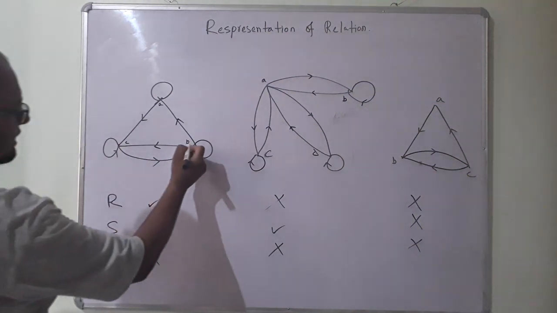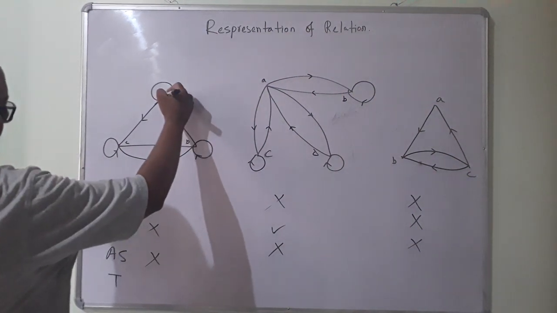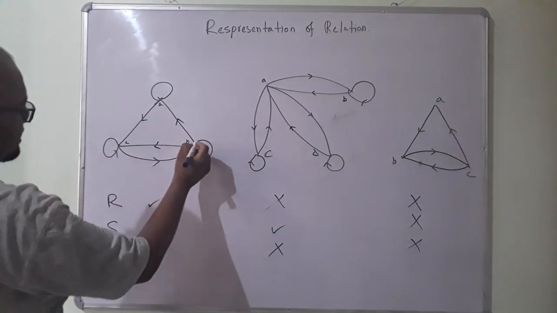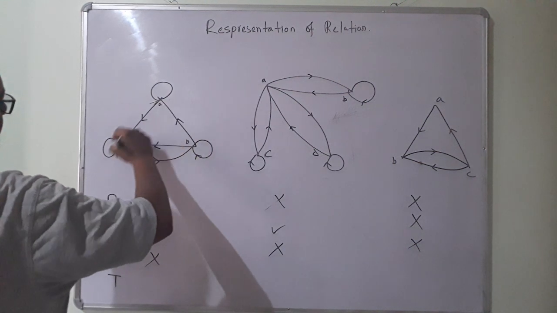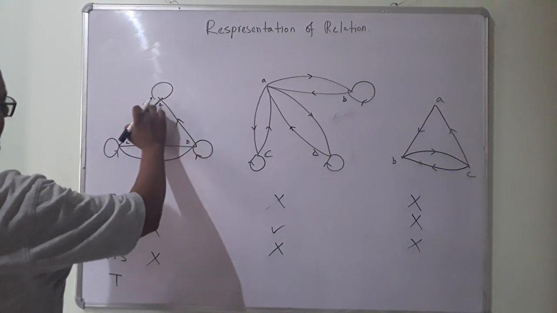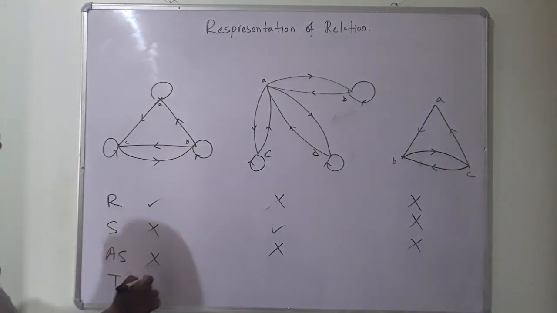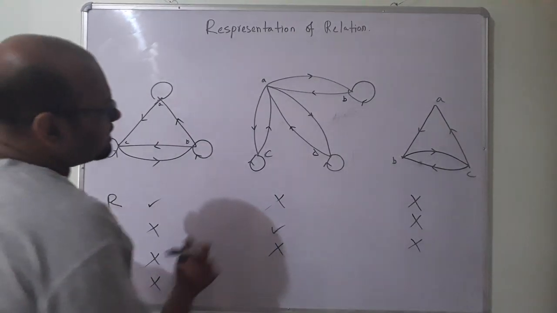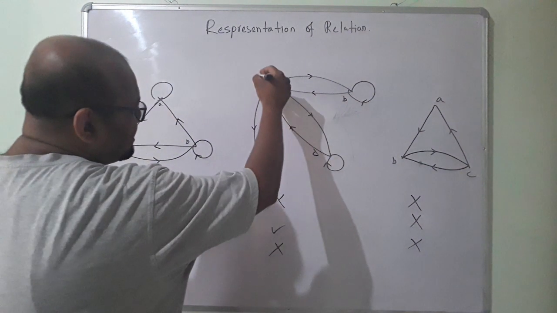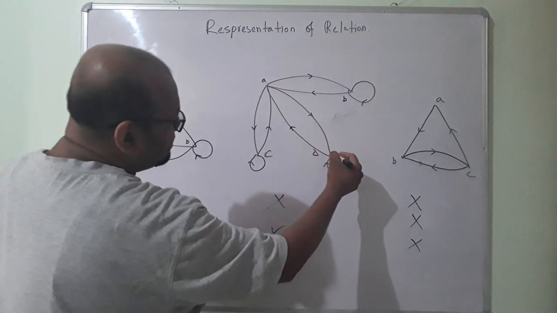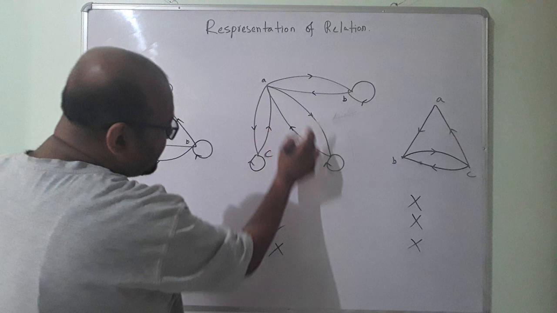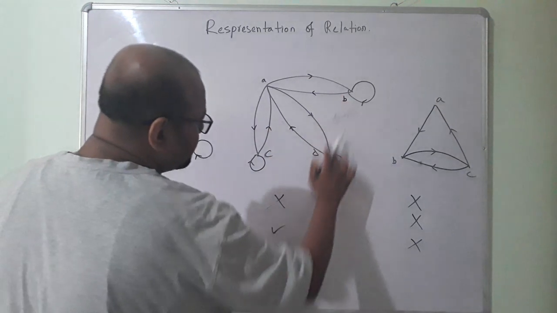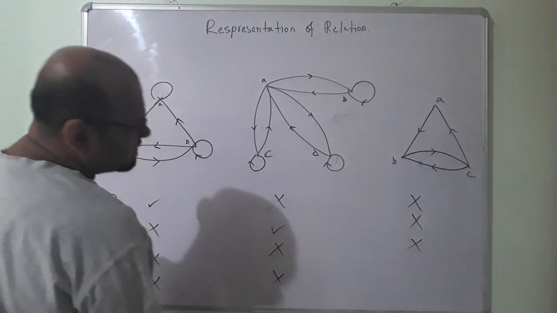Okay. CB is there, BA is there, right? CB is here, BA is here, but CA is not here. AC is there, but CA is not there. So this is not transitive. Okay. Let us look at this. BA is here, AD is here. So BA, AD, both of them are here, but BD is not here. So this is not transitive.